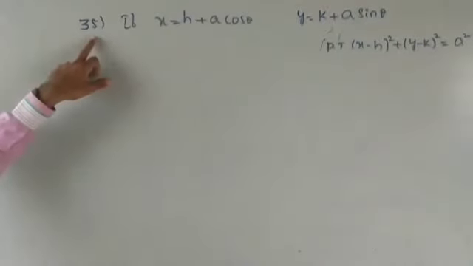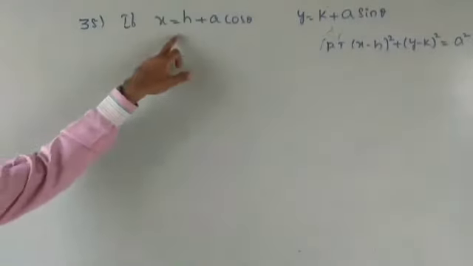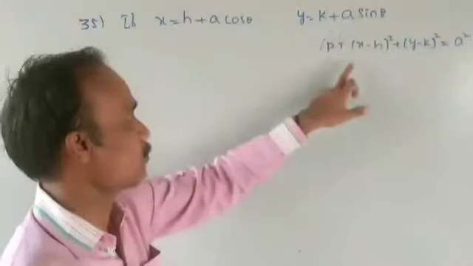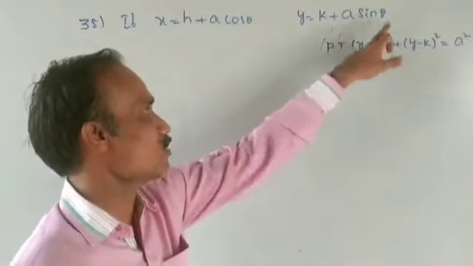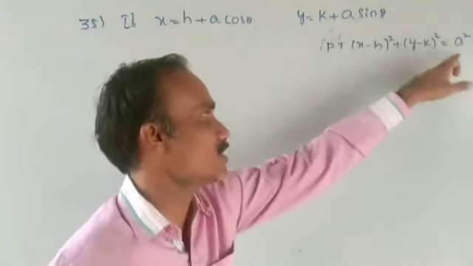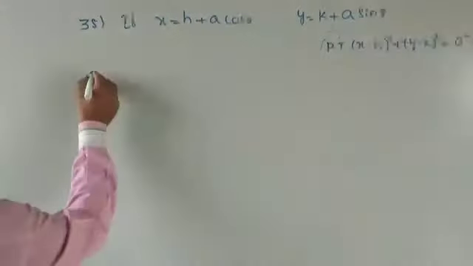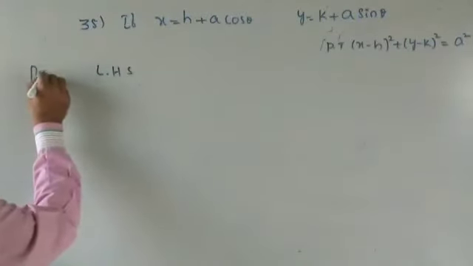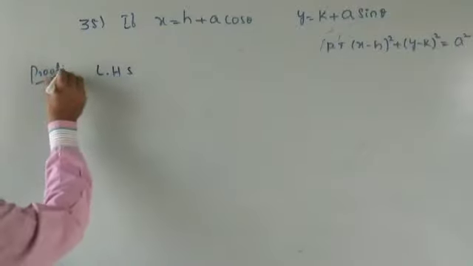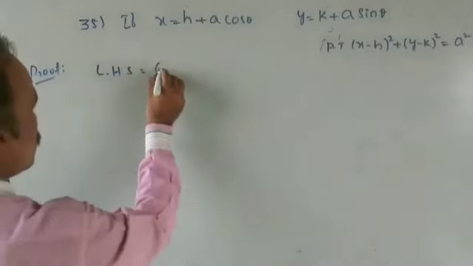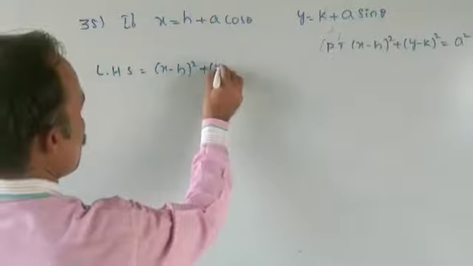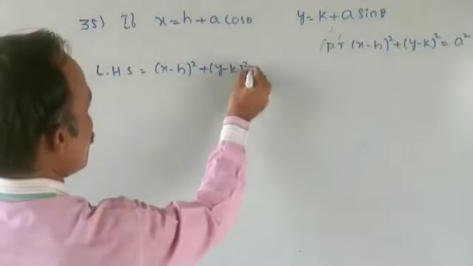Lesson 35. If x is equal to h plus a cos theta and y is equal to k plus a sin theta, prove that x minus h whole square plus y minus k whole square is equal to a square. Let's consider LHS. Proof. LHS is equal to x minus h whole square plus y minus k whole square.